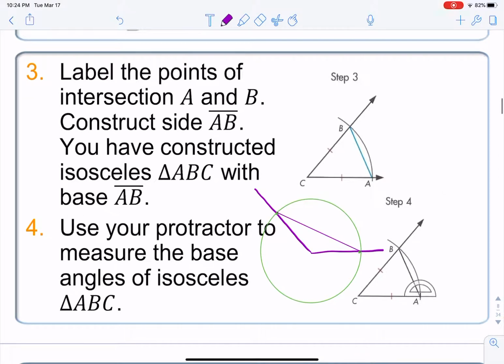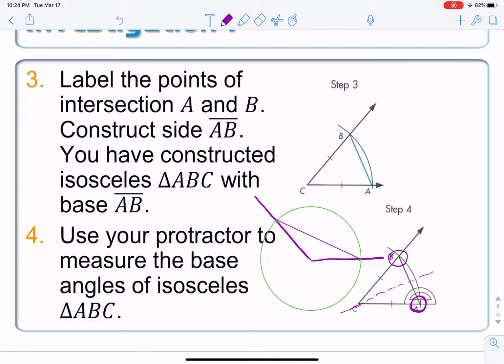Another thing we could do is take whatever piece of paper we drew our isosceles triangle on and fold it, so that the crease goes through point C and puts point A right on top of point B here, and see what you notice about those two angles. So I'm going to pause right here and give you a second to investigate that.